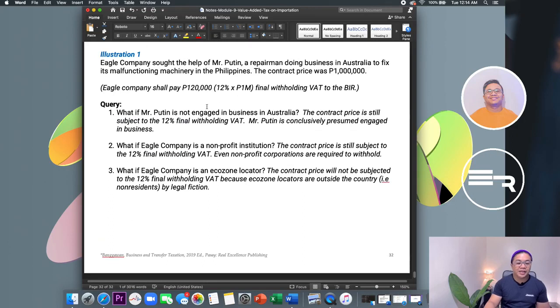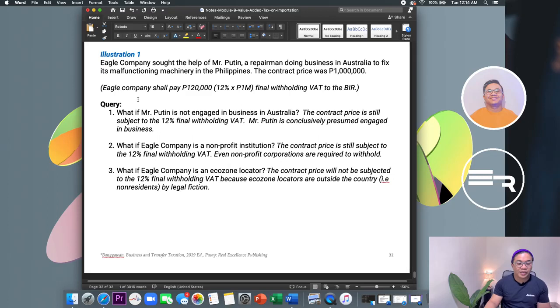Okay. So, we have an illustration, and this is my last slide. So get ready, guys. Eagle Company sought the help of Mr. Putin, a repairman doing business in Australia, to fix its malfunctioning machinery in the Philippines. He was hired, and the contract price is 1 million pesos.